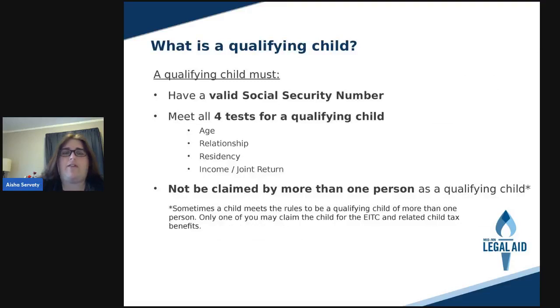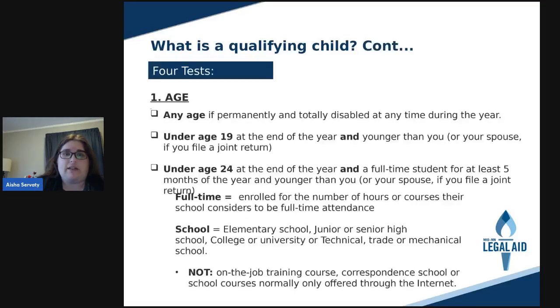Looking at a qualifying child first, which is the most popular test when you're claiming a dependent on your tax return, the qualifying child must have a valid Social Security number and must meet 4 different tests, which are age, relationship, residency, and income and joint return. Something to note is that one's child cannot be claimed by more than one person in the same tax year. We'll talk more about who is eligible to claim the dependent if more than one person is trying to claim the child.